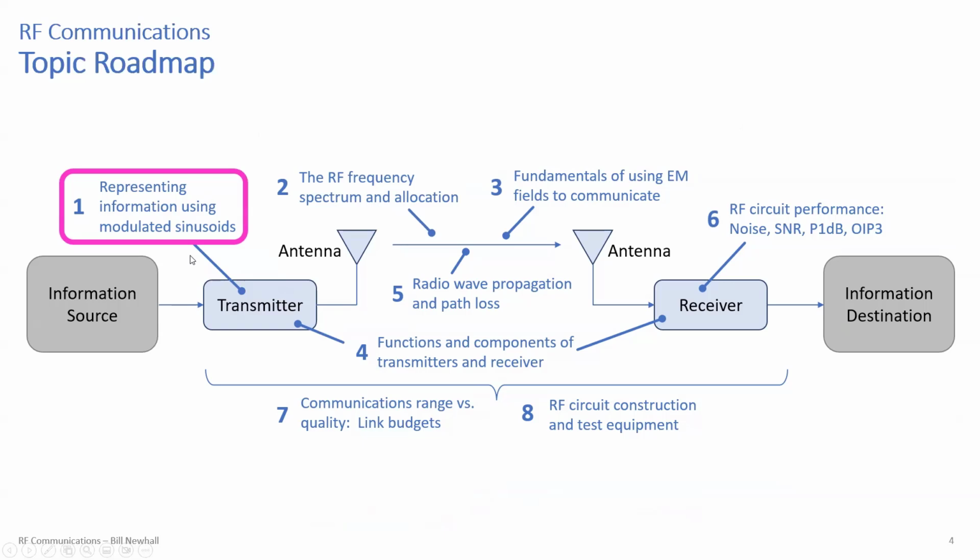Let's start with representing information using modulated sinusoids. So how do you take this information source, either analog or digital, these waveforms coming in, these voltages, and convert them into something that could be delivered to an antenna and then radiated?